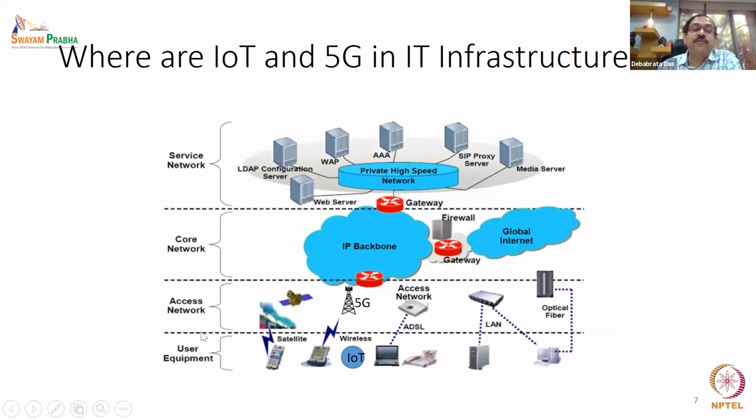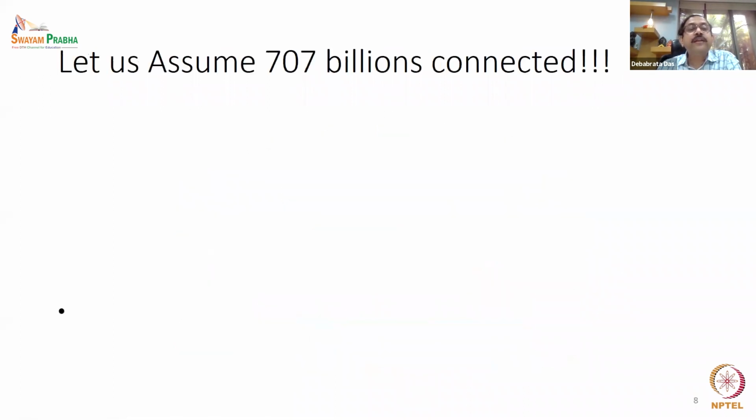So in this picture, what you see, these 700 billion IoT devices will be here, as user equipment. Without IoT it is 7 billion now. 700 billion within the next 10 years, IoT will bring it. It may be in robots, it may be in drones, it may be industrial IoT and industrial automation, all kinds together. So now, with respect to this, let me go to the next slide. Let us assume 707 billion connected. 707, what I wrote: 700 is our IoT, and 7 billion is our own user equipment and devices.